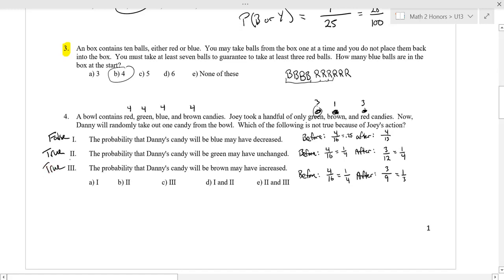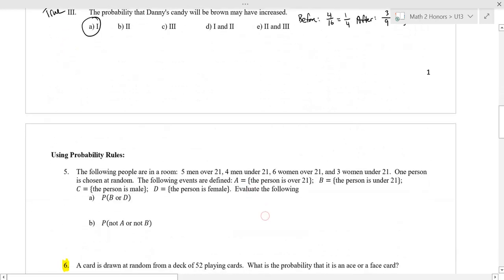Which of the following is not true? So the only one that said was false was A, so you got to go with A. Not a quick problem. Alright. Number 5.